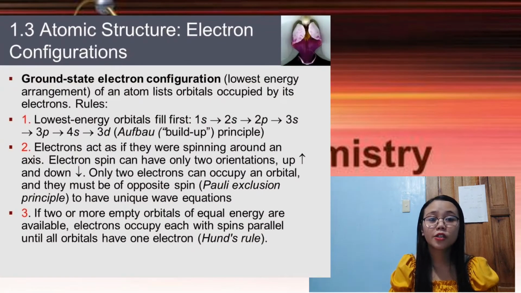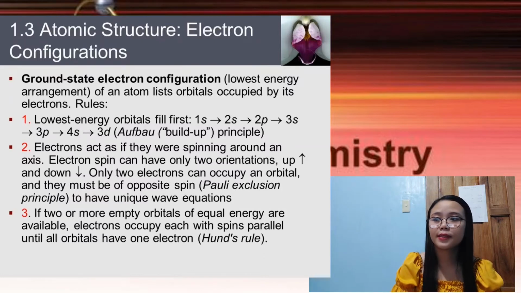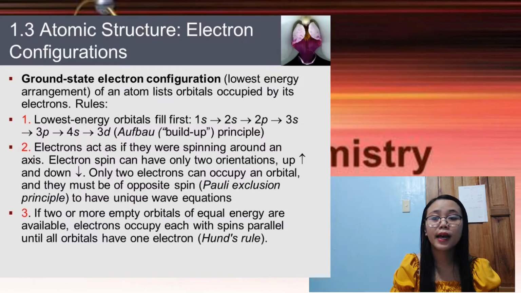The atomic structure, electron configurations. Ground state electron configuration is the lowest energy arrangement of an atom, with the least energetic orbitals occupied by its electrons. Okay, there are 3 rules. The first: lowest energy orbitals fill first, in the order 1s, 2s, 2p, 3s, 3p, 4s, and 3d. This is the build-up principle.